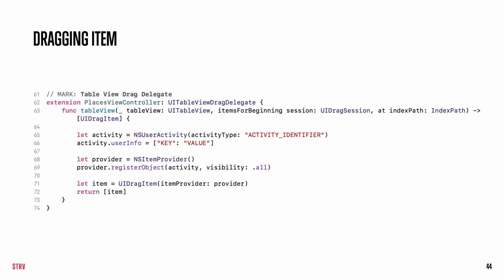In this case, we have a table view, so we just conform to UITableViewDragDelegate. And when the drag starts, we create an instance of NSUserActivity again with some activity type that is descriptive for the scene, with any user info. Then we instantiate the NSItemProvider and we provide it to UIDragItem. And that's it. When we drag items like this to the edge of the screen, the system will take care of everything. A new scene is created, and the user activity is passed to the configuration method in the application delegate.